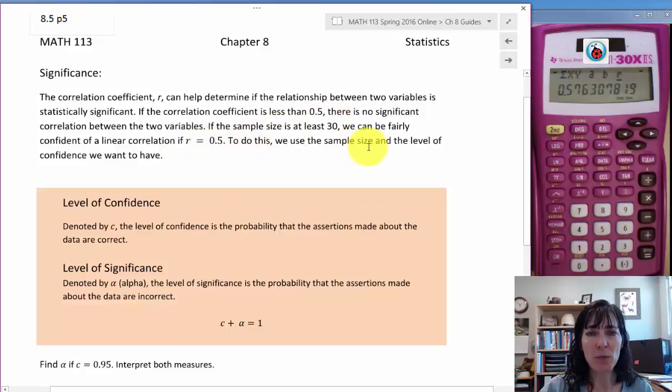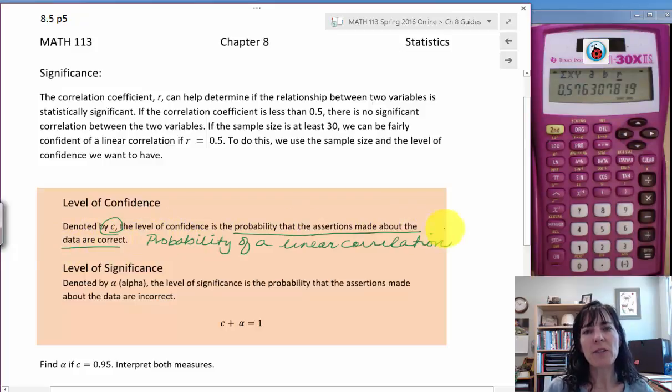We have to look at the sample size and the level of confidence that we want to have to find this statistical significance. Level of confidence is denoted by C. We just use the letter C, and it is the level of confidence. It's the probability that the assertions we made about the data are correct. So the probability that a linear correlation is correct, or what percent of the time it's correct. That's what we're talking about. Level C is what percent of the time we're right.